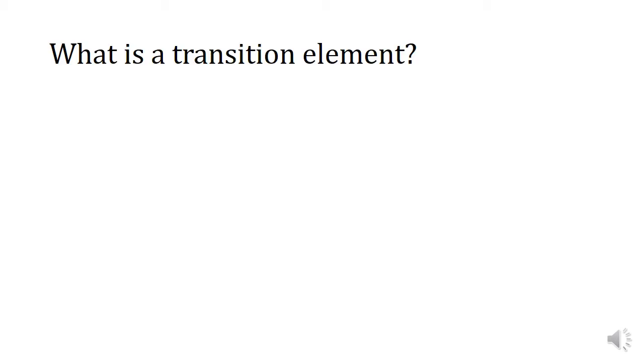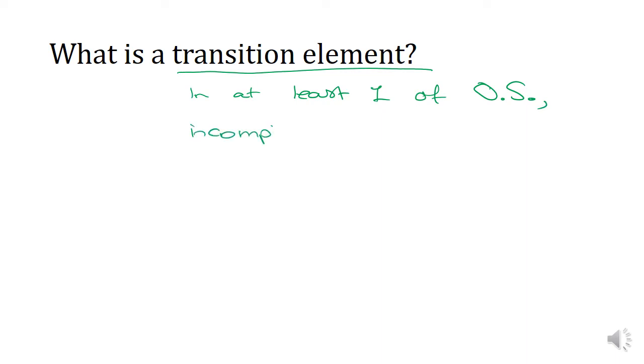Just apologising in advance, there might be a bit of a break in the recording between this and my next slide, because I realized I started talking about transition elements but didn't actually explain what we mean by a transition element. The definition of a transition element is: in at least one of their oxidation states, they've got an incomplete D subshell.